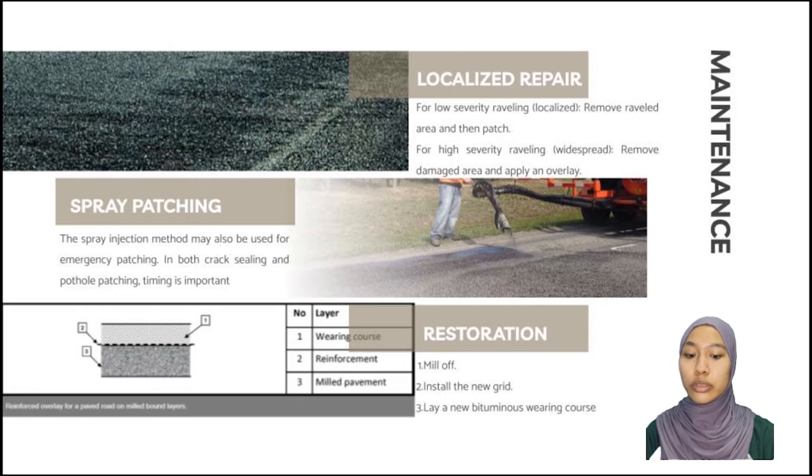Next we go through the maintenance. For the maintenance, we suggest first localized repair. Localized repair is for the raveling distress. In this localized repair, following the severity level of raveling, we have to remove the ravel area and then patch. And for high severity raveling, which is widespread, we have to remove the damaged area and apply an overlay on it.